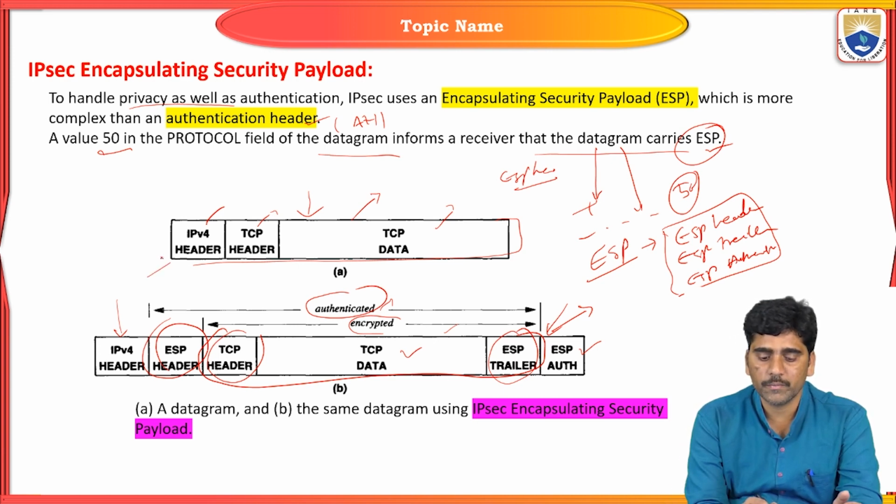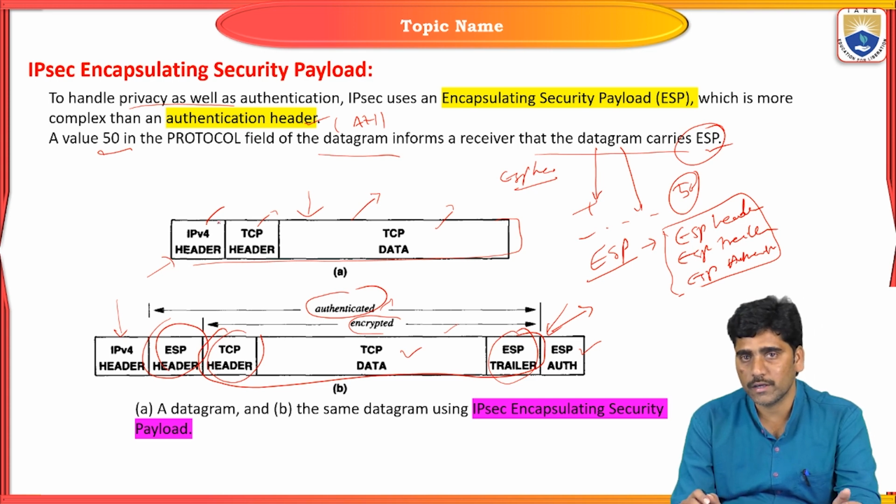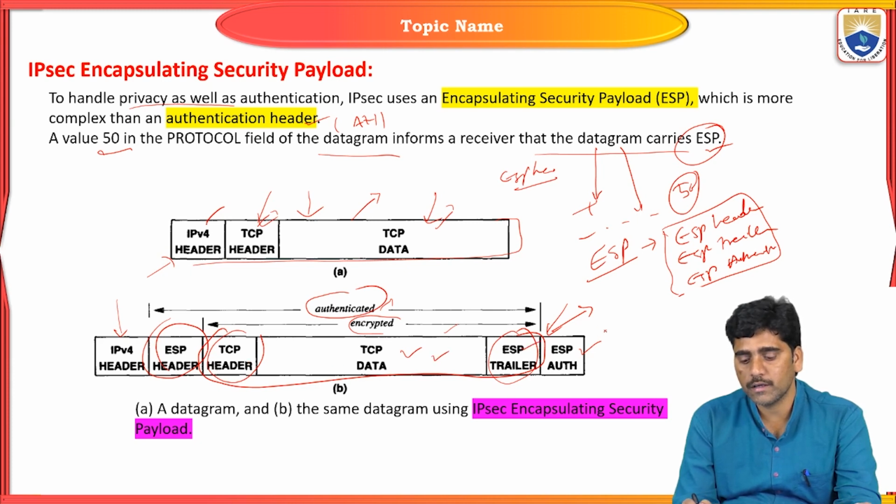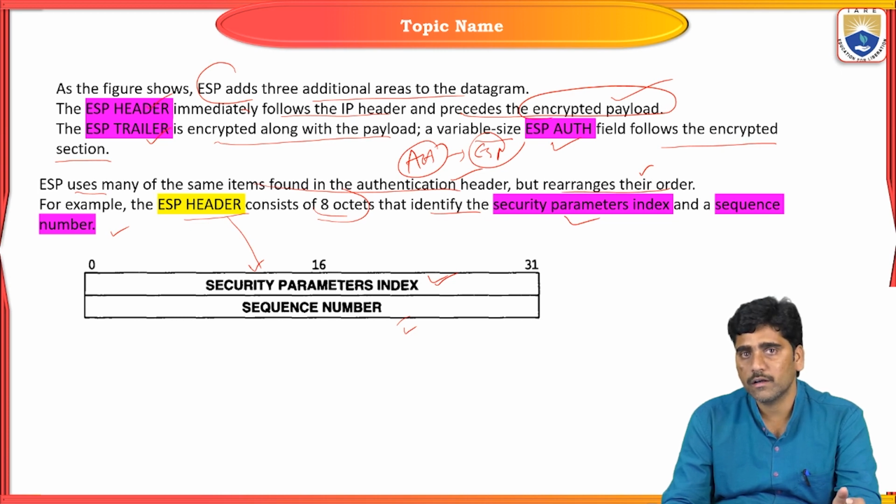This is the original header of IPv4, which contains the IPv4 header, the TCP header and TCP data. Again, this is the IPv4 header with ESP format. Here the IPv4 header is there, the ESP header is there, and the TCP header is there, along with the TCP data, ESP trailer, and ESP authentication. So from these, the fields are the ESP header and ESP trailer.